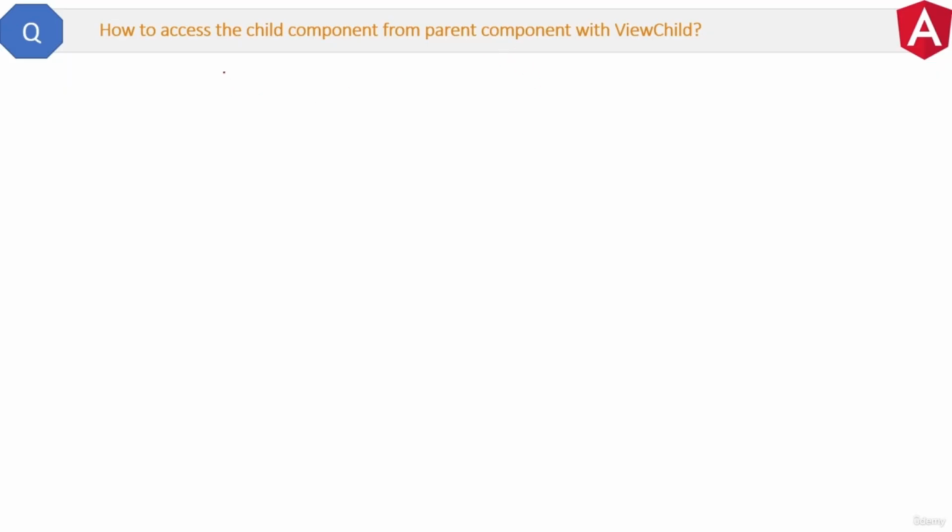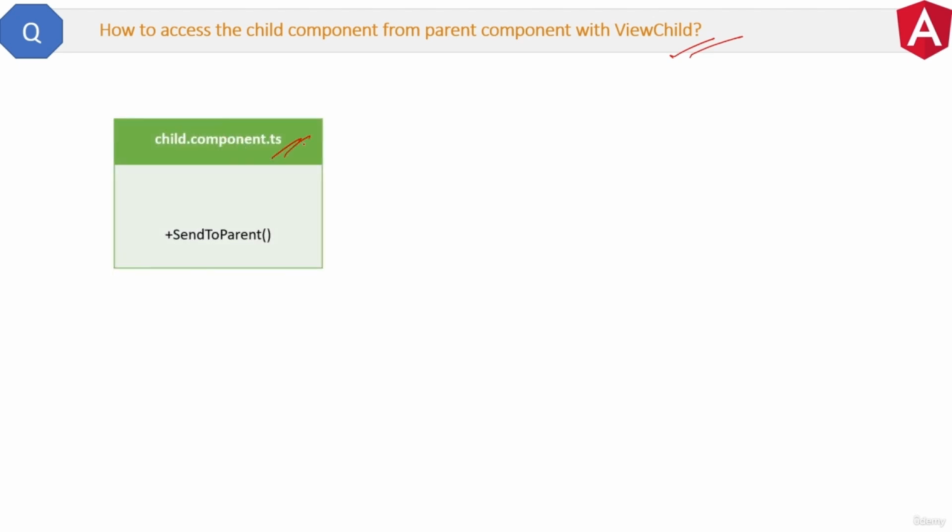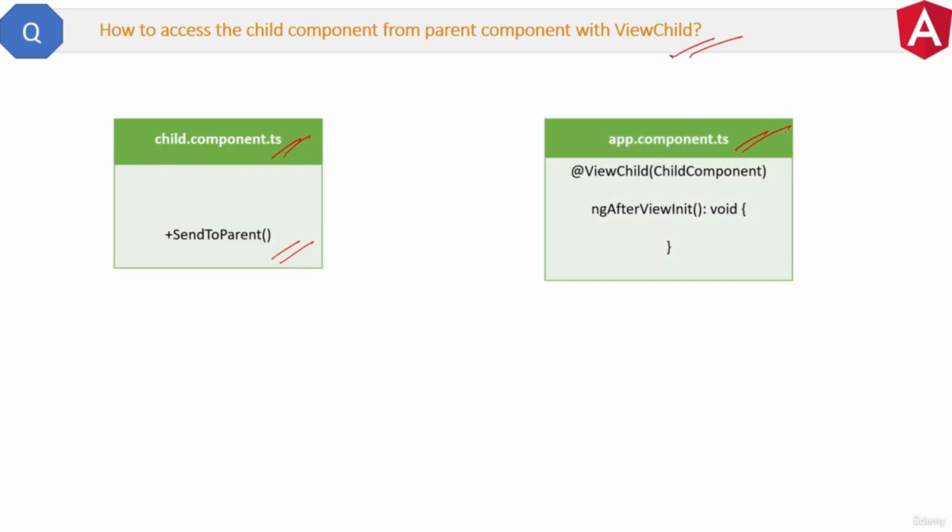Here is the question: how to access the child component from the parent component with ViewChild? This is like another benefit of the ViewChild decorator. In this case, suppose we have a child component and there is a method sendToParent inside it. And then we have the app component as the parent component. Now with the ViewChild decorator, we can call this method of the child component from the parent component. Now let me show you the same thing in the code.